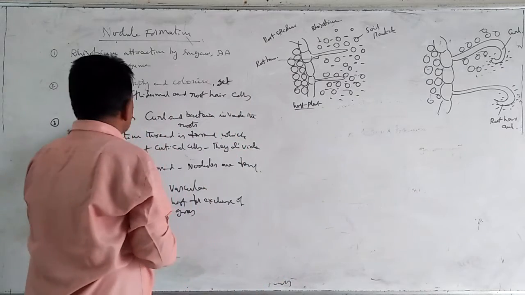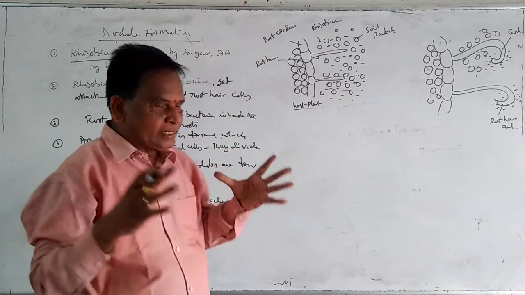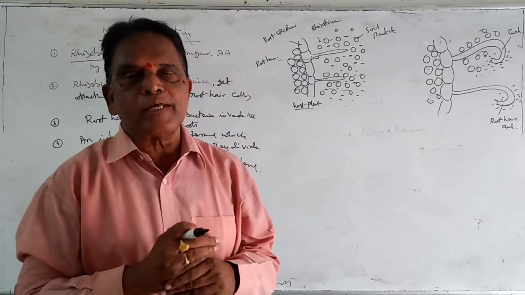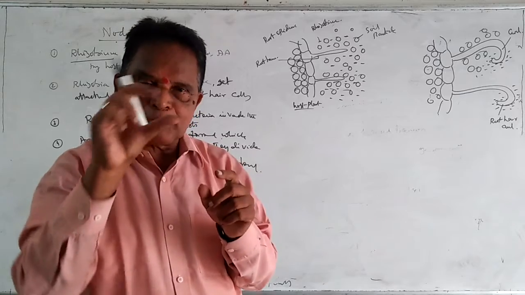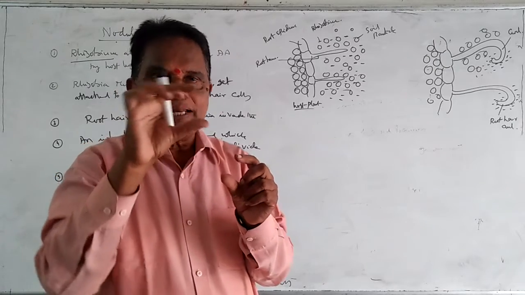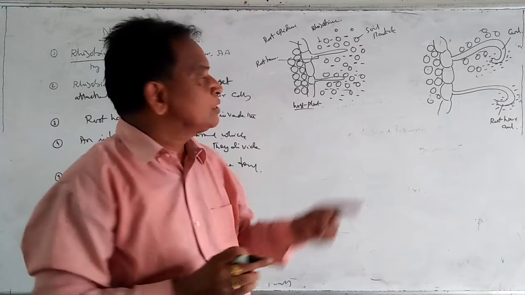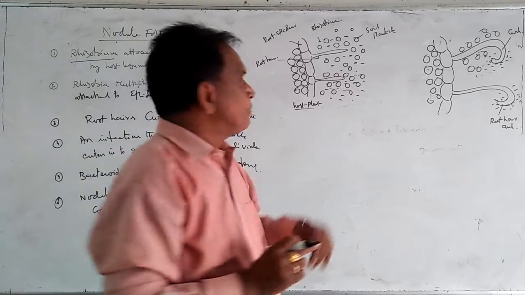And in the next stage, the root hairs curve. Whenever the rhizobia are accumulated around the root hair, due to the activity of these rhizobia, the root hair becomes curved. Curling of root hairs takes place in the second step.